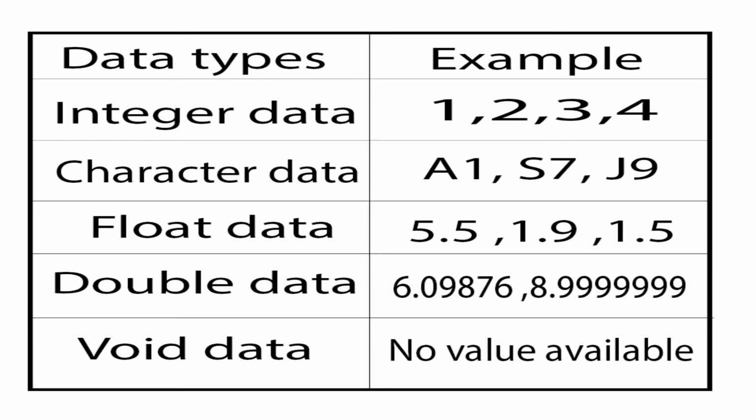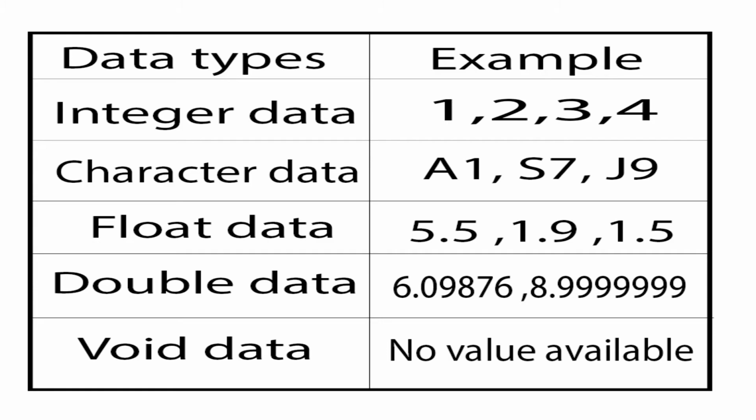Character data are those data which include alphanumeric characters like A1, B1, etc. Next is float data. Those data which are made up of small fractional numbers like 1.5, 1.9, 5.5, etc. are grouped under float data. Fourth type of data is the double data type. Double data type consists of large fractional numbers.